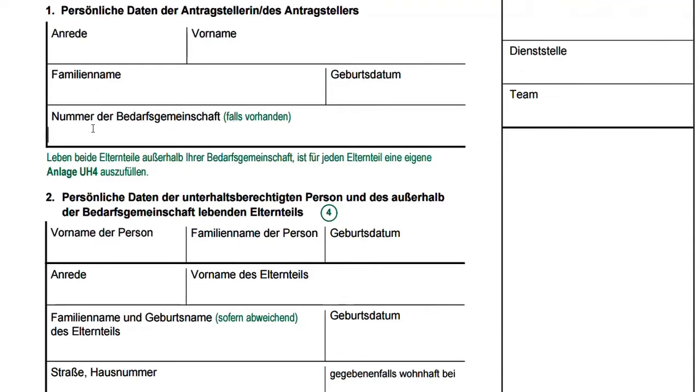Nummer der Bedarfsgemeinschaft means number of the benefit community. It has a reference number actually. And the abbreviation for Nummer der Bedarfsgemeinschaft is BG number. If you have already registered yourself in Jobcenter, you should have a BG number given to you by the Jobcenter. This number is usually written on the upper corner of the right side of the letter you receive from Jobcenter.